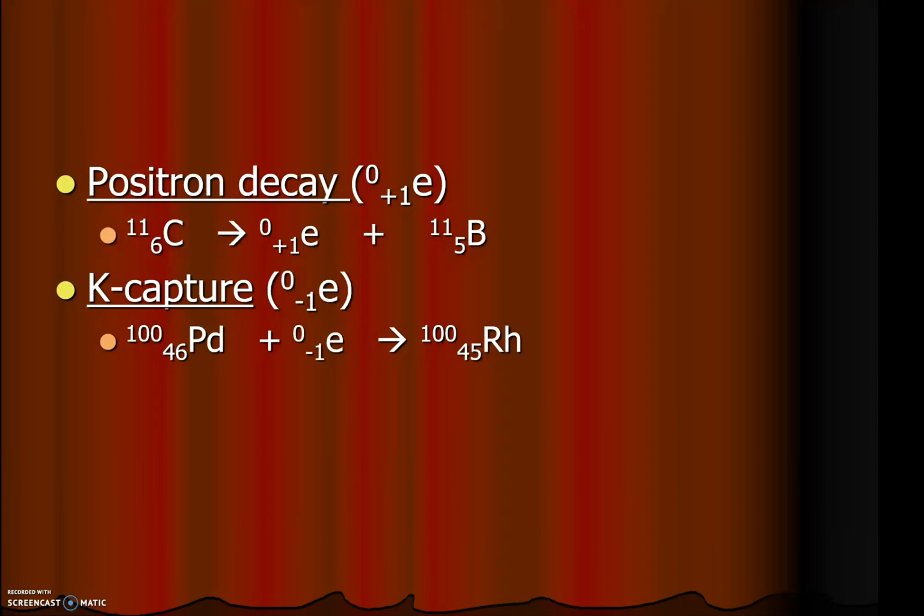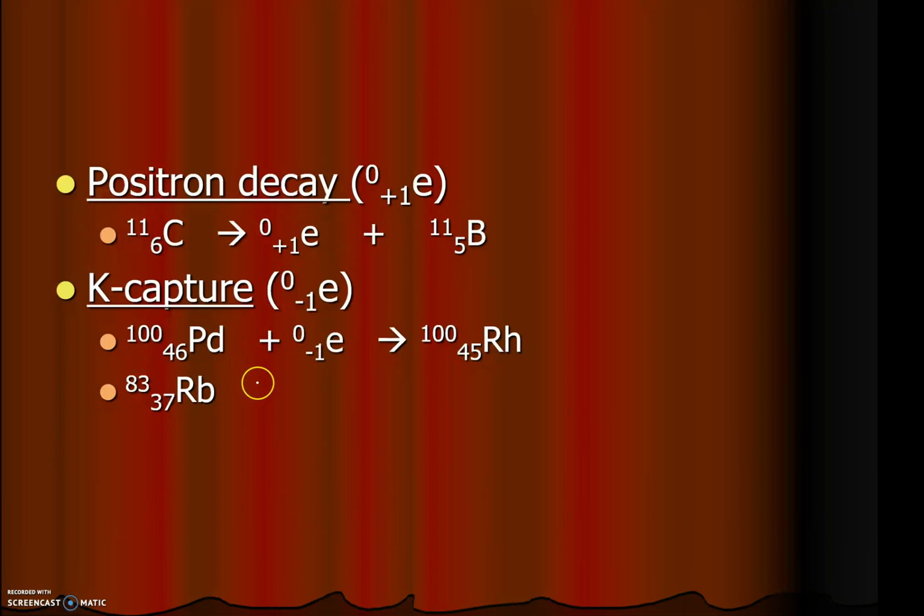And so we have where this is going to be a reactant. Okay, so instead of decaying, where we're producing things, we're capturing, which means we're bringing it on. So 100 plus 0, that gives us 100. 46 minus 1 gives us 45. Here's one for you to try.